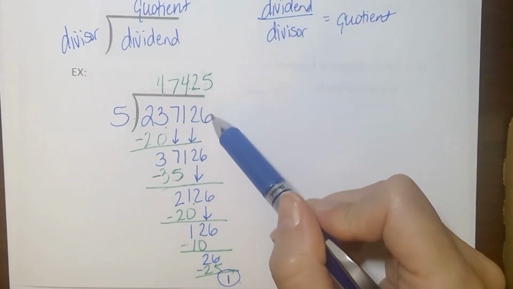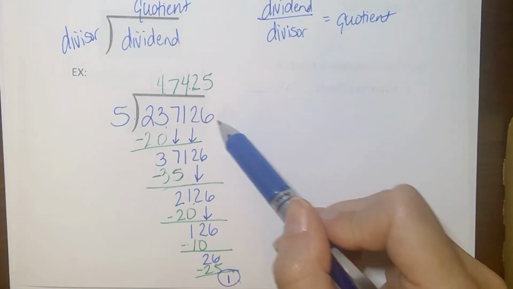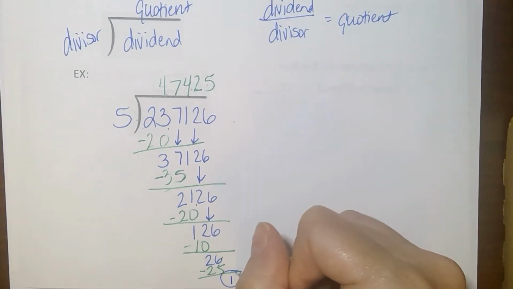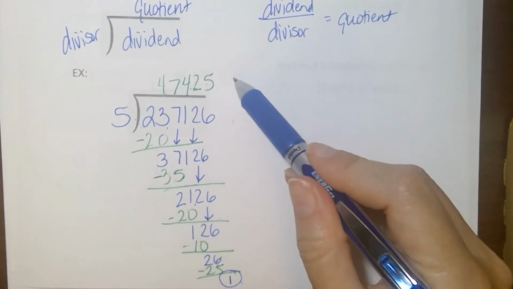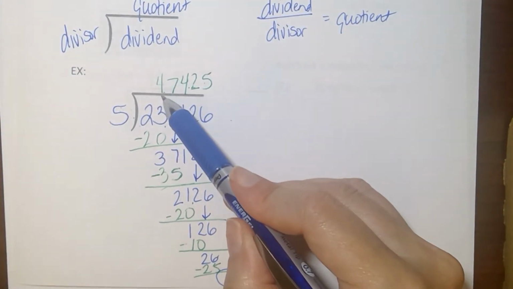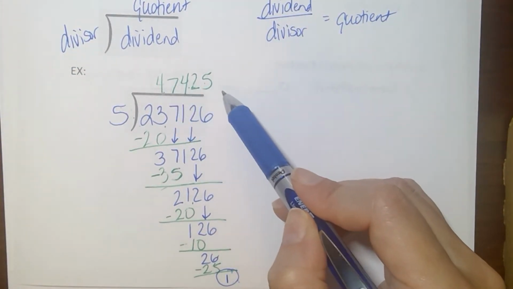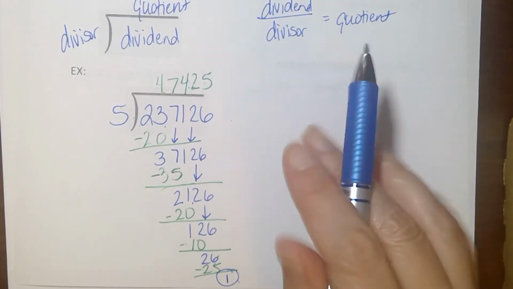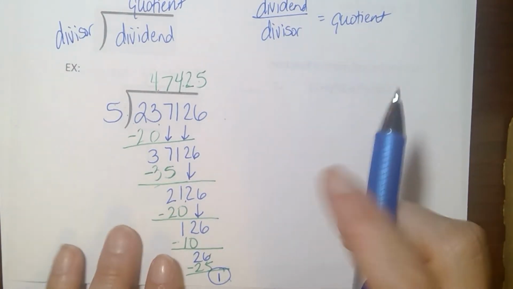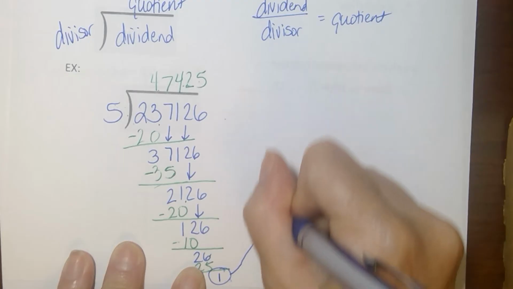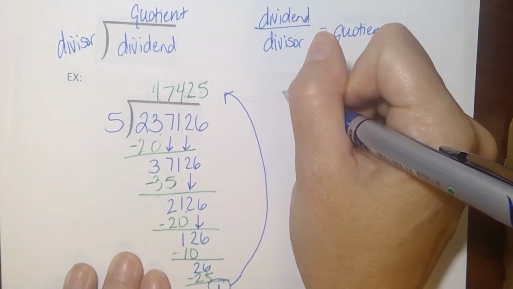I could add a decimal 0 and keep going. If I added a decimal 0, this would become 10, and 5 goes into 10 2 times. So my quotient would be 47,425 and 2/10, 0.2. The third way I can deal with this remainder is to bring it up and write it as a fraction.